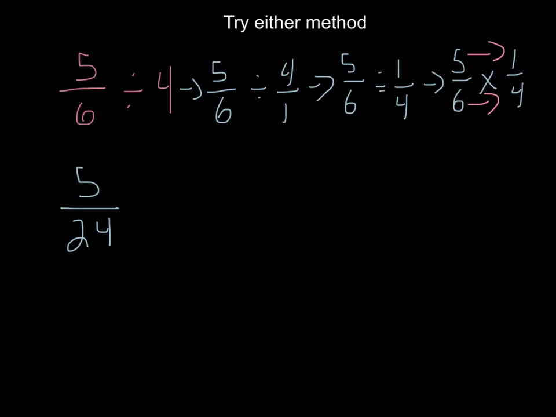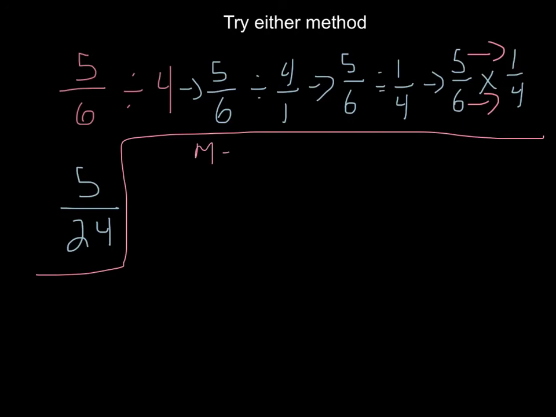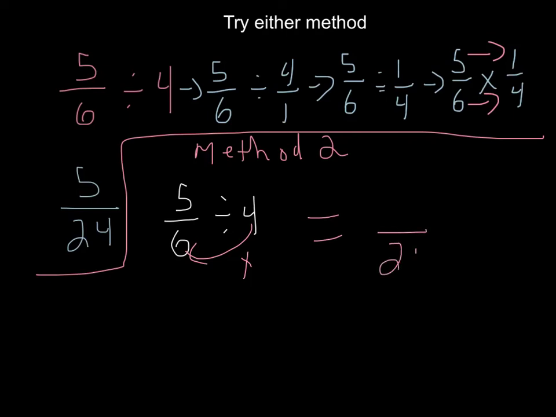Now let's look at what method 2 would have been. So we're just going to put that up there for method 1. Now method 2. Same question: 5 over 6 divided by 4. In method 2, there's only 2 steps. And that first step is just multiply your whole number, which is that 4 there, by your denominator, which is the 6 here. So 4 times 6 equals 24, and the 5 stays on top. And we have our answer as well, 5 over 24.